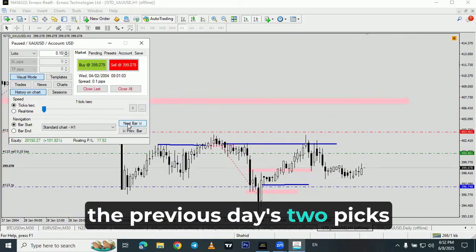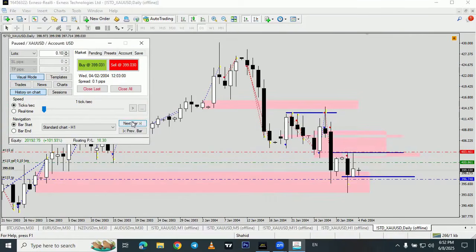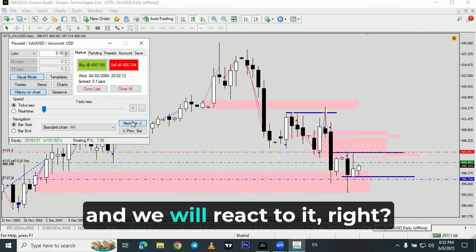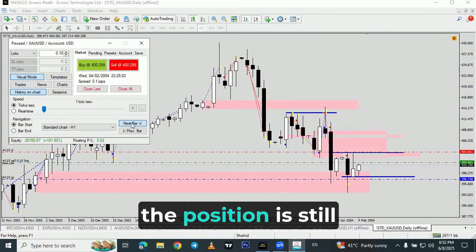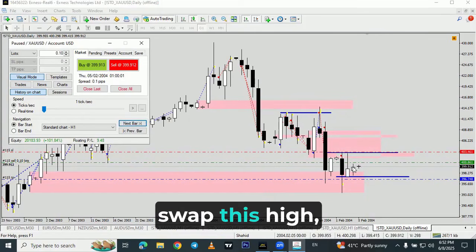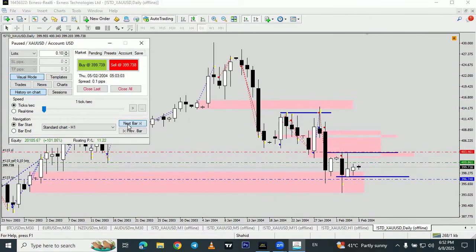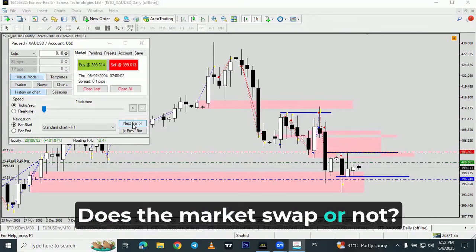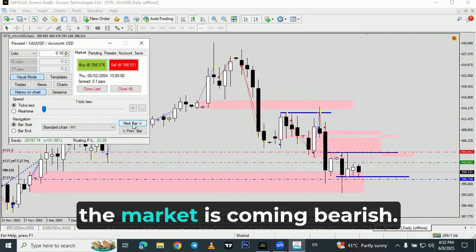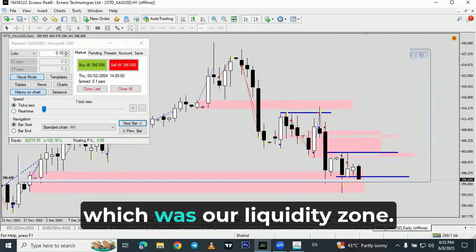Look here. The previous day's two picks might not have happened. Here we wait. Does it pick here or not? It will pick a side and we will react to it, right? Otherwise, the position is still pending low. The market has to come bearish, swap this high, and the market can also come bearish. See this. Does the market swap or not? Here we let it run. Let it run. The market is coming bearish. See, now the low is picked. See, now the low is picked, which was our liquidity zone.